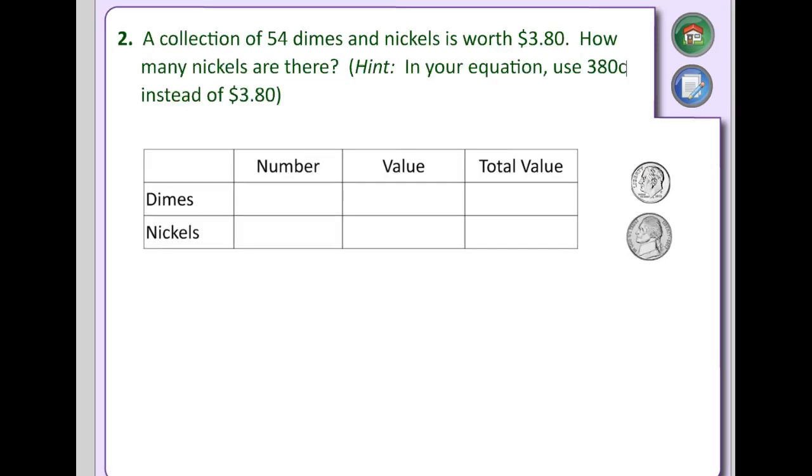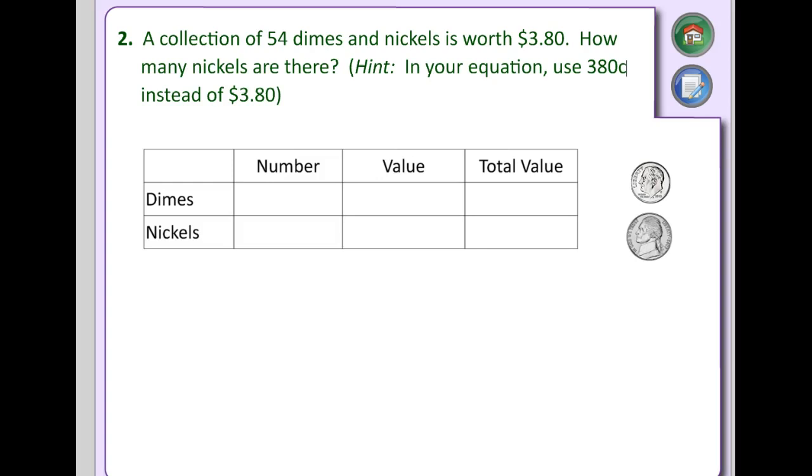All right, now let's try a second problem. This time, we're going to do a value problem. This is actually number 4, I think, on your note sheet. Here's what the problem says. A collection of 54 dimes and nickels is worth $3.80. How many nickels are there? Well, when I go through here, we're talking about nickels and dimes. We've got a total of 54 coins, but we're just solving for nickels, okay?